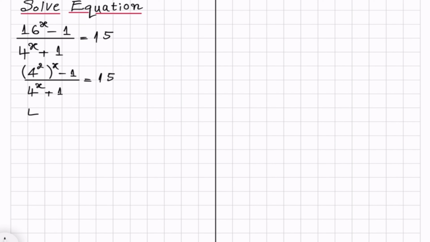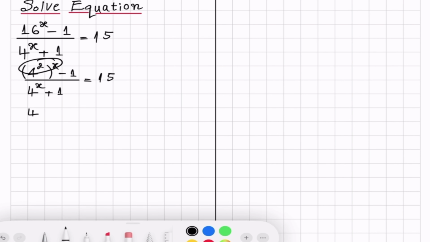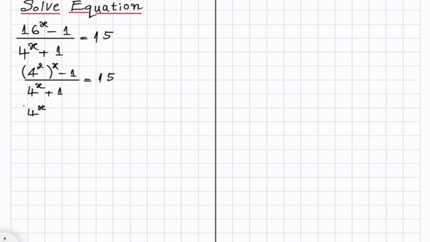So this can be written as (4^x)² − 1², okay, over 4^x + 1 equals 15.